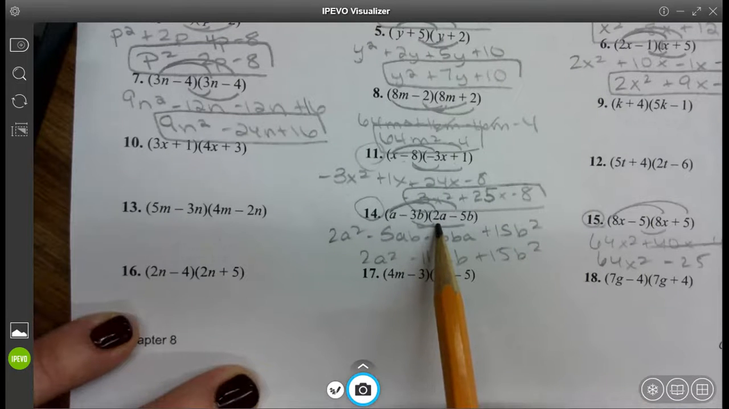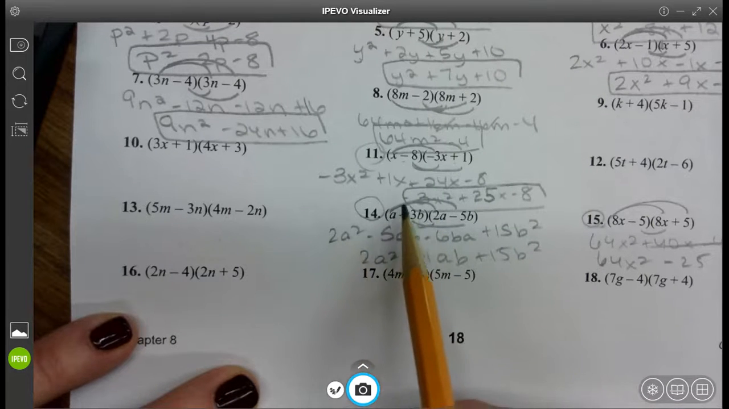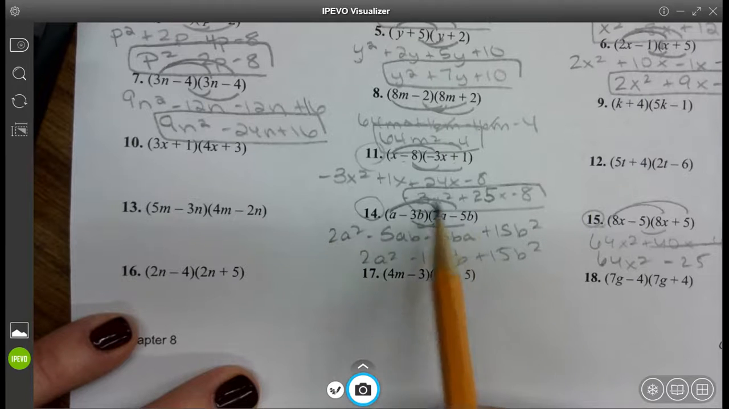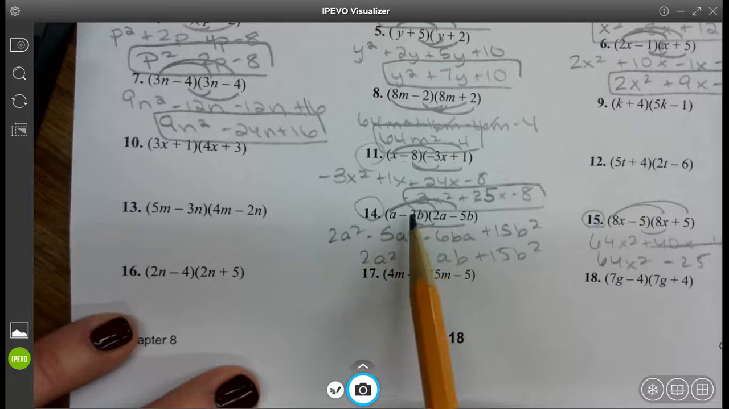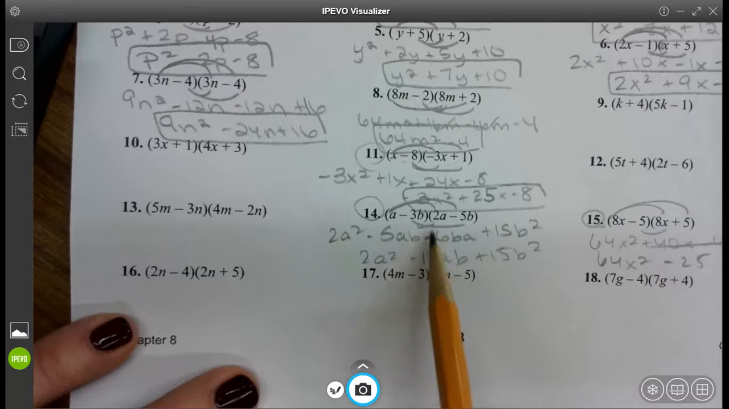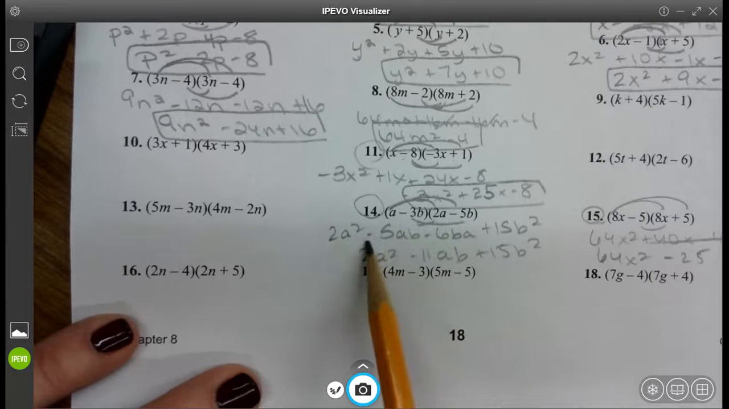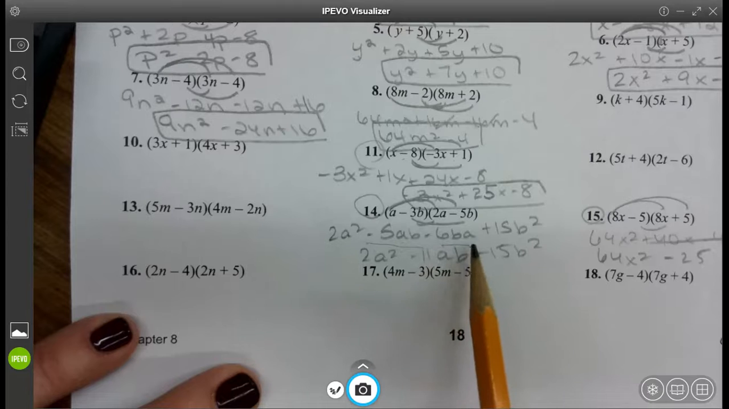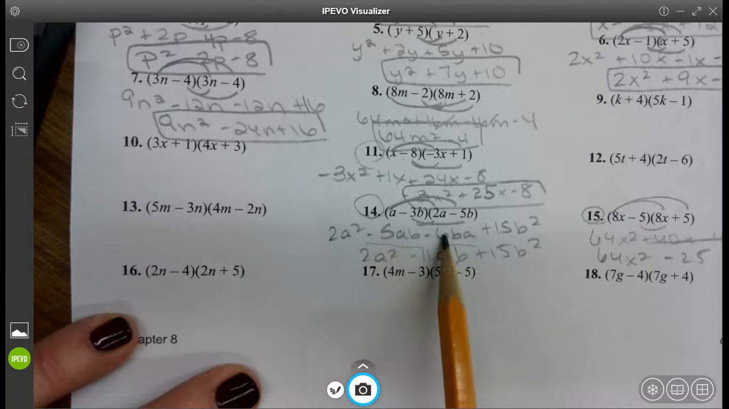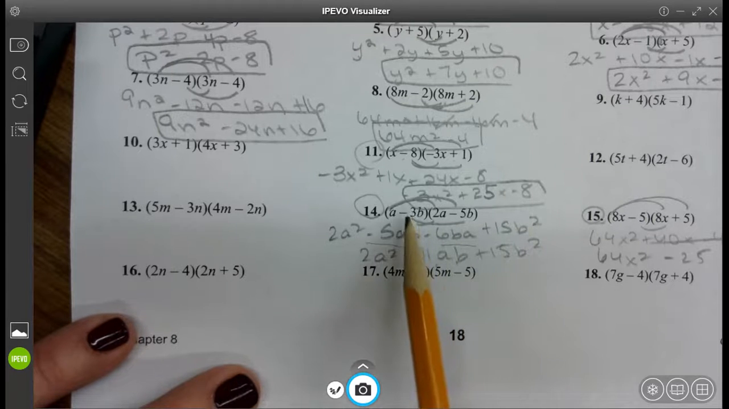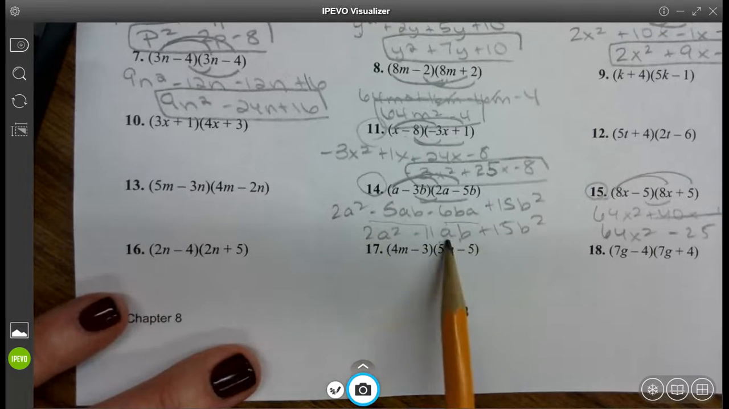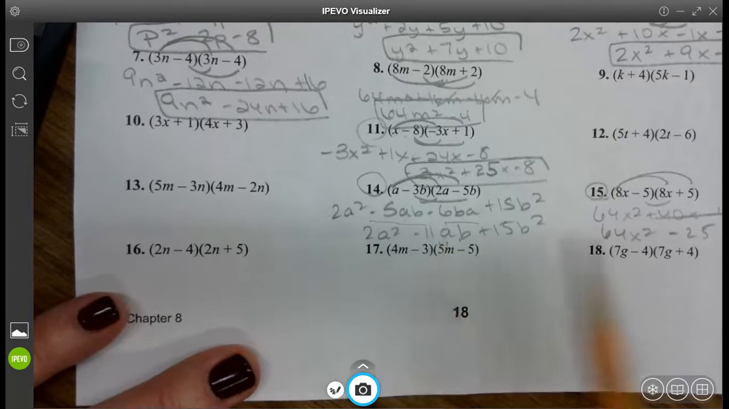2a squared. A times a negative 5b, well, none of them are alike, so it's just negative 5ab. Here, negative 6ba. AB and BA are the same thing, so just pick one order and put it together. Negative 5, negative 6 is negative 11. AB or BA, doesn't matter. And then a positive 15b squared. It is preferred alphabetical order, but I don't care either way.